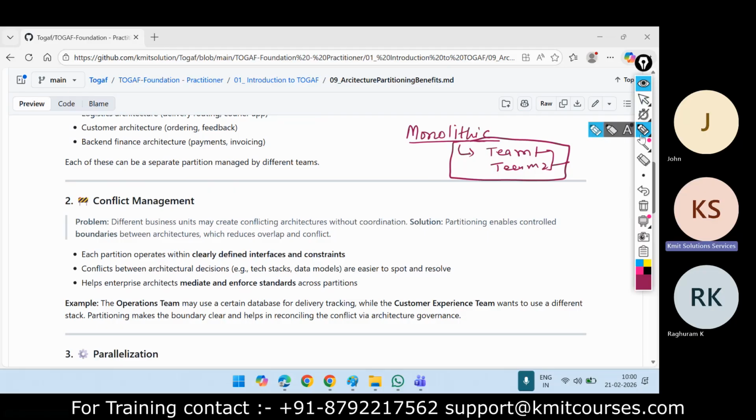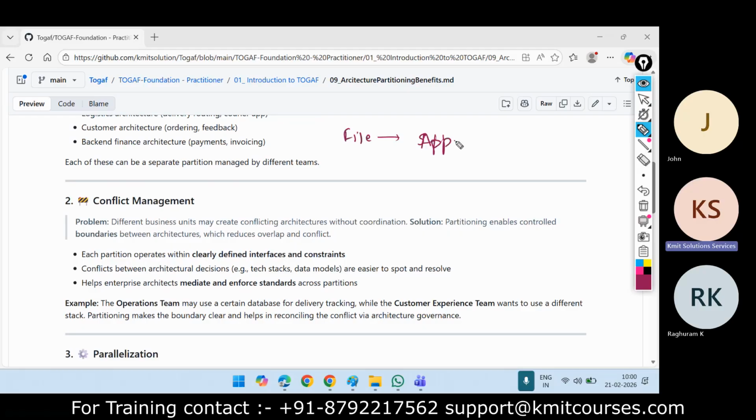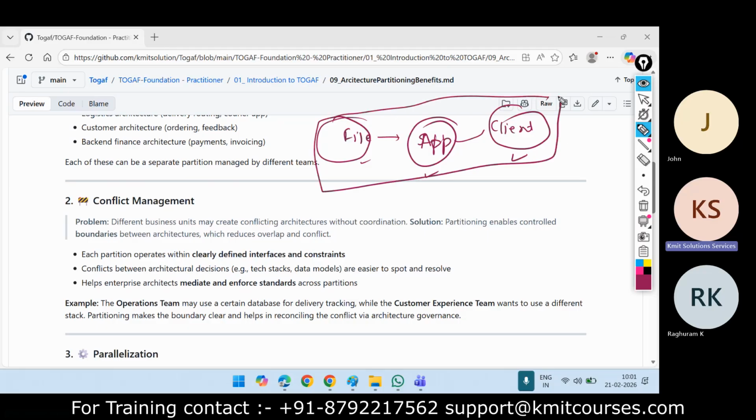Once I gave you one example, that there was a file which we received from one source, and our application puts it into some client environment. So now there are three partitions: one partition, second partition, third partition. If any problem occurs, we can talk to the respective team. But if this is a joint, with no partitioning, I'd say the file will come, the file will be handled by the application, and it will be sent to the client. But I have not decided or created any boundaries.